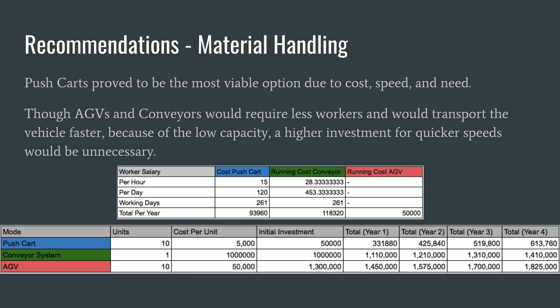In many assembly lines with huge outputs, push carts would not be a feasible option based on the speed required between each station. However, because time between stations would not be a huge factor, our economic analysis showed that an assisted pushcart system would be the best economic option for Sharpell technology to implement for their material handling of the assembly line until the vehicle was on the moving chassis.